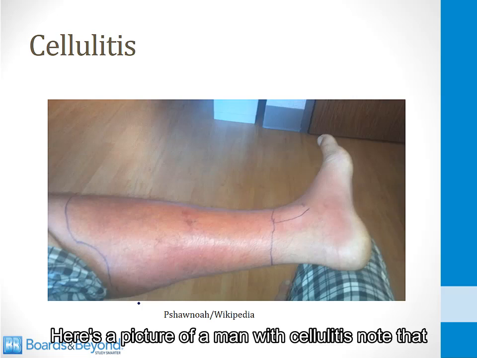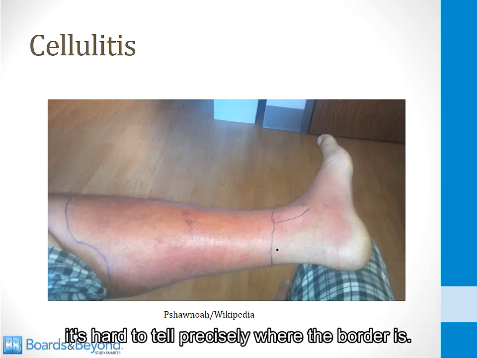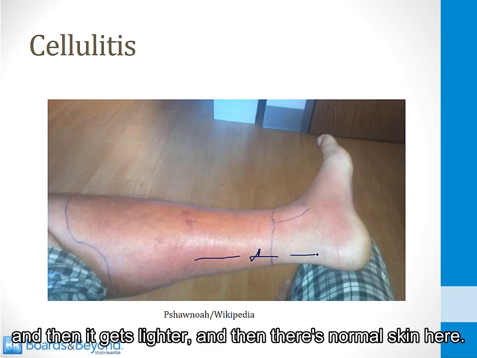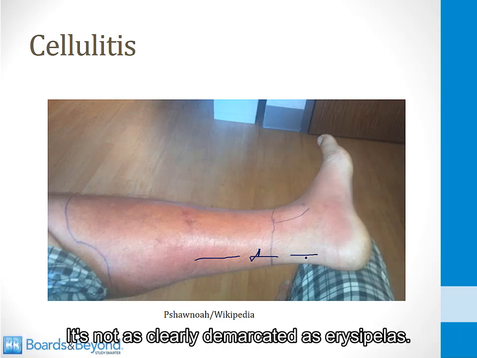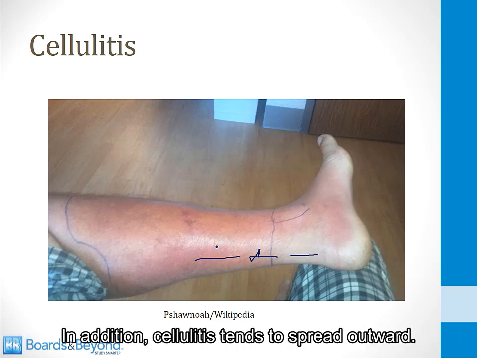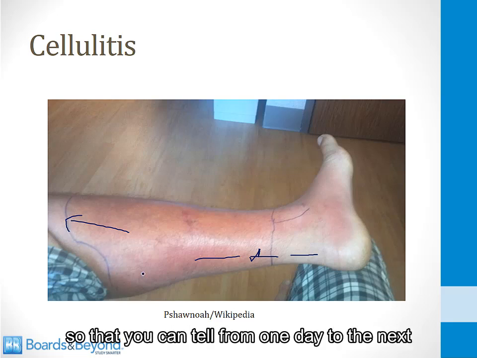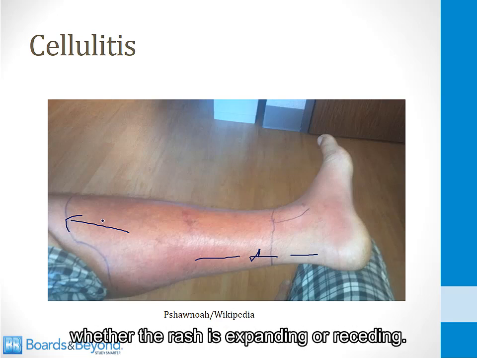Here's a picture of a man with cellulitis. Note that it's hard to tell precisely where the border is. There's some deep red over in this area here, and then it gets lighter, and then there's normal skin here. It's not as clearly demarcated as erysipelas. In addition, cellulitis tends to spread outward, so when patients are being treated, often you will mark the edges of the rash so that you can tell from one day to the next whether the rash is expanding or receding.